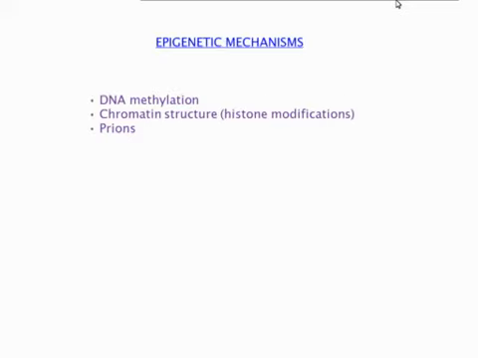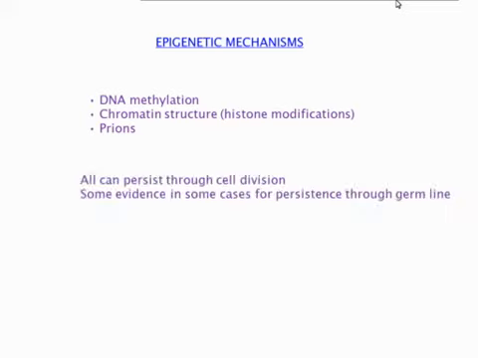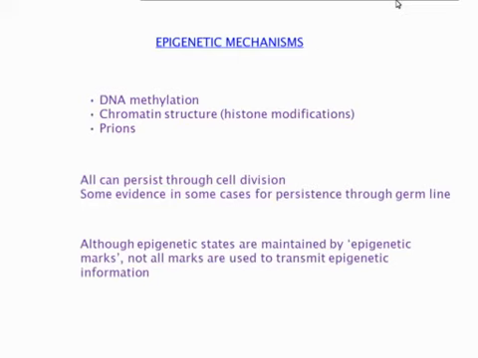Okay. So what are the mechanisms we know about? I said DNA methylation, possibly chromatin structure through histone modifications, and formally speaking, prions also would fit this definition. At least people speaking about prions always show up at meetings on epigenetics, so as far as I'm concerned, that's as much an operational definition as anything. So all of these can persist through cell division, and as I say, there is some evidence for persistence through the germline.